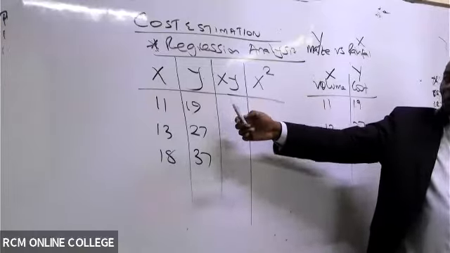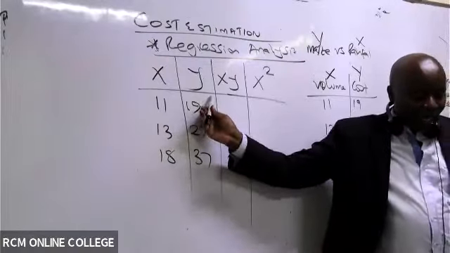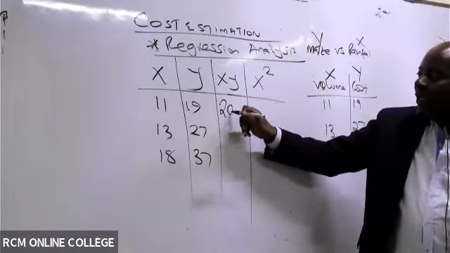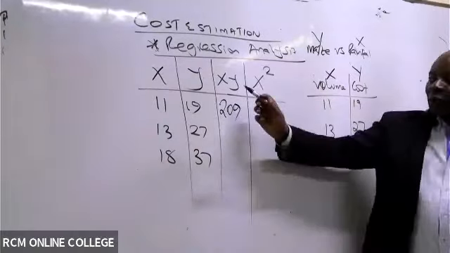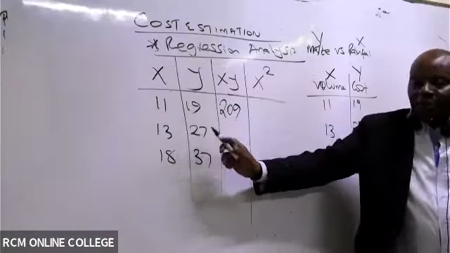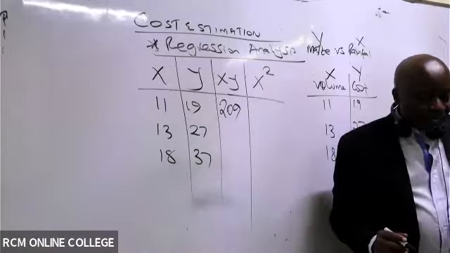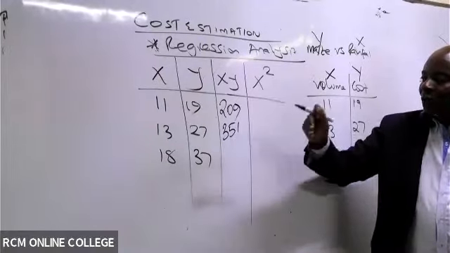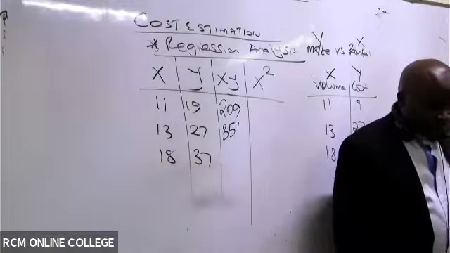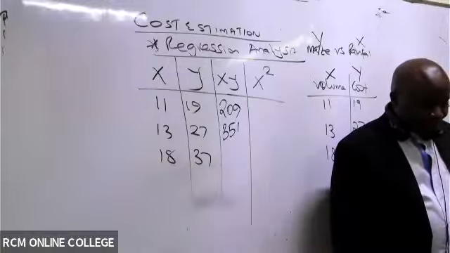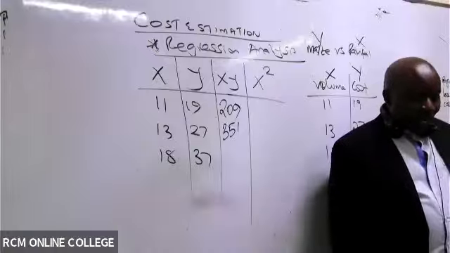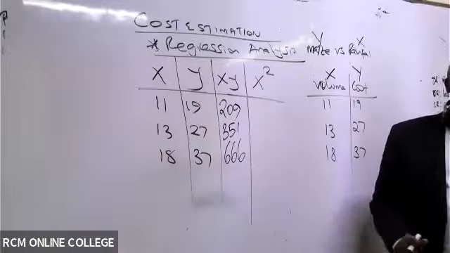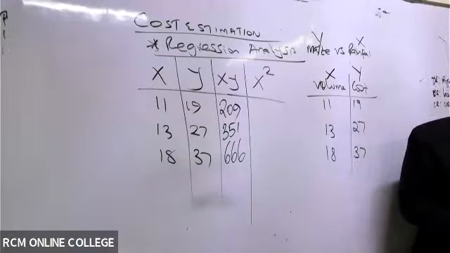So XY means that you're multiplying. 11 by 19 gives me how much? 209. Wow, great number, 209. So we are multiplying X times Y, 13 times 27. 351. This is a bad number, but we have to write it. I'm being told it's triple what here? 6 like that, isn't it? We don't like it, right?